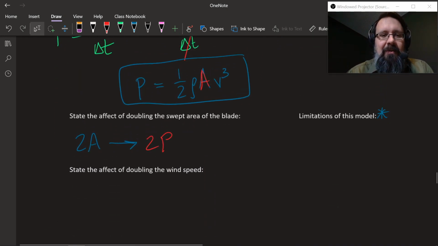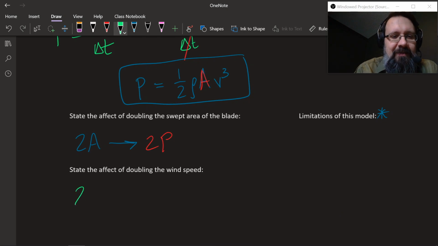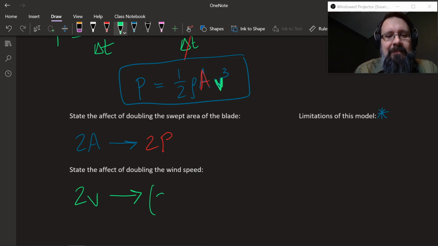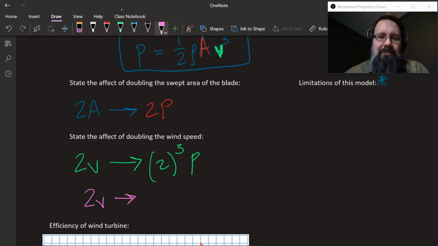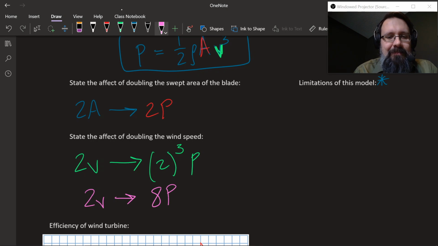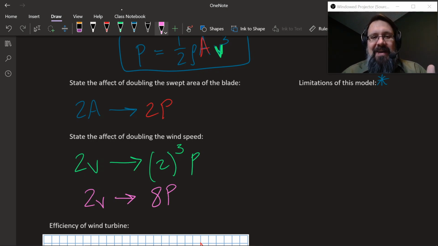And what about if we double the wind speed? So what if it's a really windy day and the velocity of the wind is doubled? So what if this velocity here gets doubled? What would be happening is you'd be doubling something that's getting cubed. So doubling the speed would actually end up giving us 8 times that value. 8 times as much power. That's pretty intense. If the wind is blowing twice as fast, you're going to get 8 times as much power.